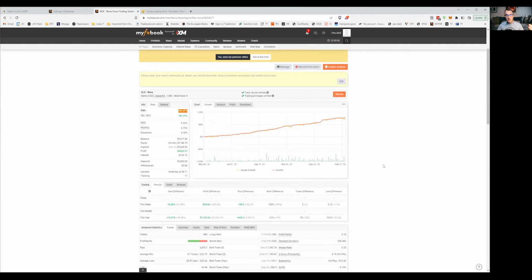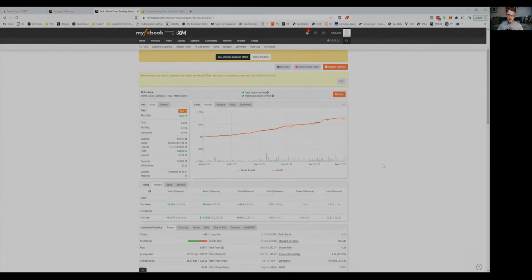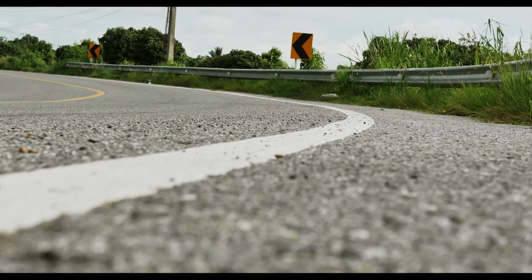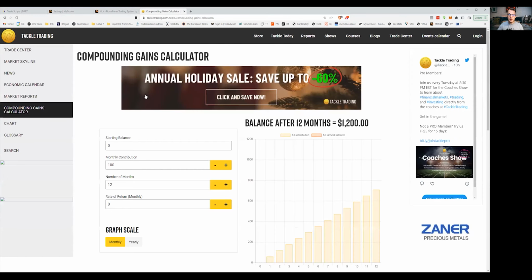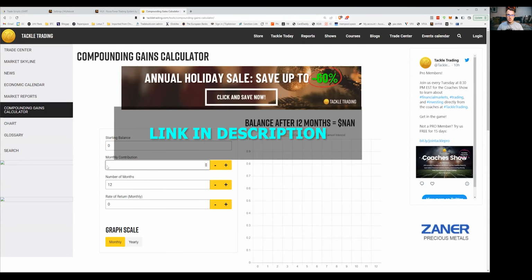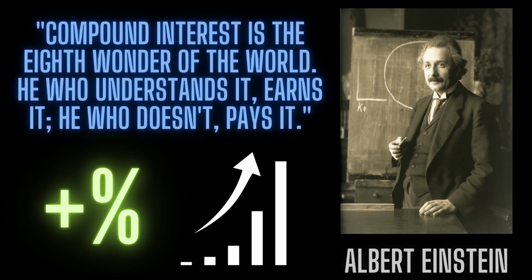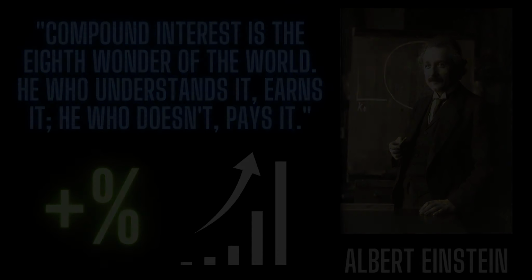And if we think about this in the long run, because this is not a sprint, it's more like a marathon. It's like a long distance marathon actually. We go to the compound gains calculator to see how the compound gains can actually benefit anybody. As Einstein said, compounding is the eighth wonder of the world. And now I'm gonna show you what he actually meant by it.